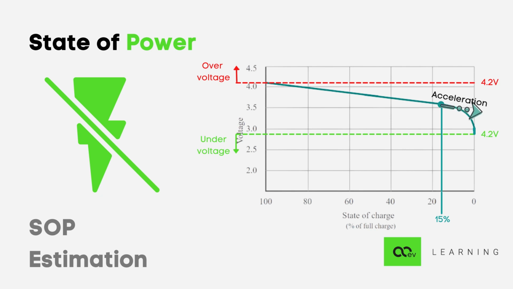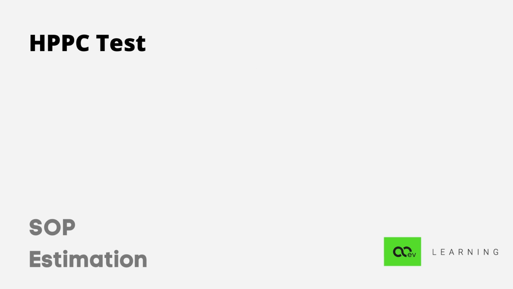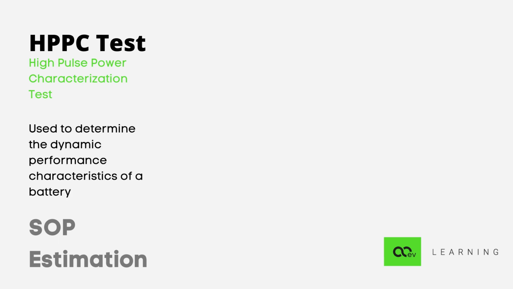So how is it done? Using HPPC, that is the High Pulse Power Characterization test. HPPC testing is a methodology used to determine the dynamic performance characteristics of a battery. And this testing determines battery power capability over the cell's usable voltage range.